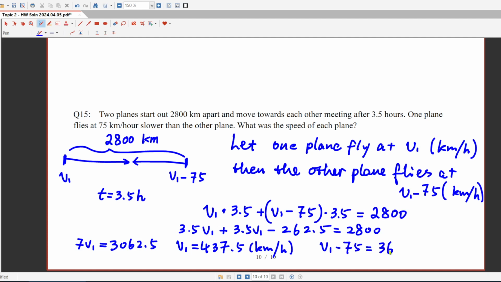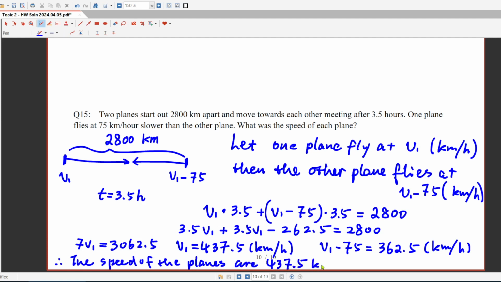362.5 kilometers per hour, right? Therefore, you can conclude the speeds of the planes are 437.5 kilometers per hour and 362.5 kilometers per hour respectively, right? Okay, any questions? Any questions to others? Other questions of the homework?